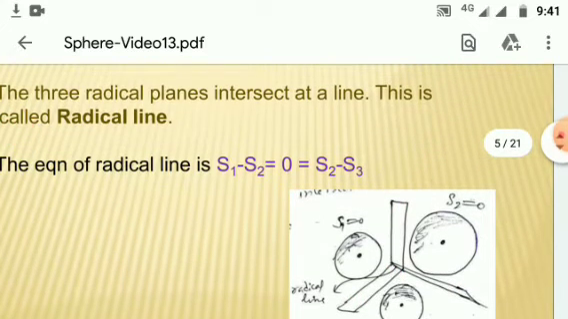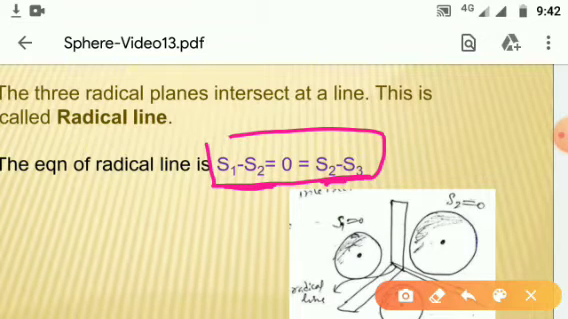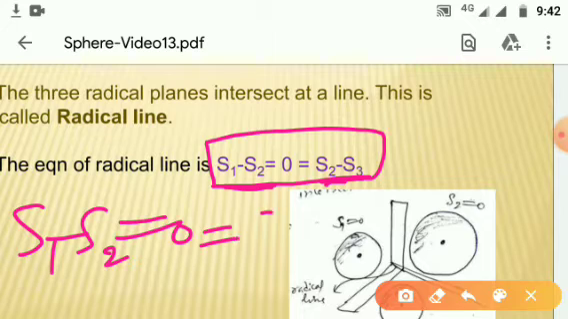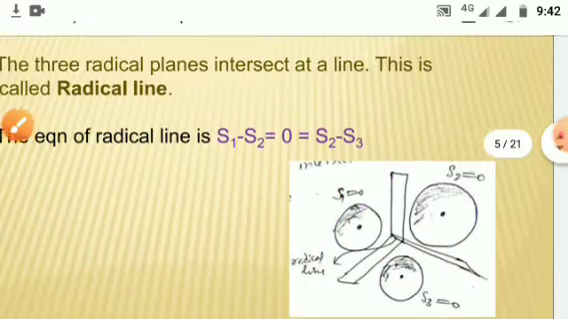So, what is the equation of the radical line? Since this is one radical plane and this is another radical plane, and the radical line is the line of intersection of radical planes, the equation of the radical line can be written like this: S1 - S2 = 0 = S2 - S3. Also we can write it as S1 - S2 = 0 = S1 - S3. This is the equation of the radical line.